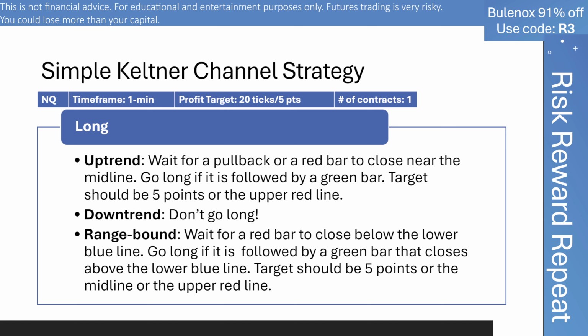If the market is range bound, we wait for a red bar to close below the lower blue line, right? And we go long if it's followed by a green bar that closes above the lower blue line. Our target again would be 5 points or the midline or the upper red line. Ideally, I would recommend that we trail our targets. So initially we can start with 5 points and then we can start trailing it once it hits the 5 point mark.